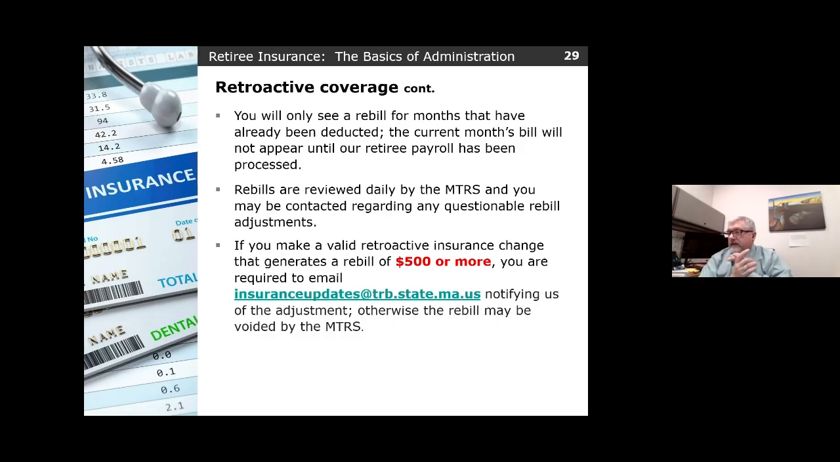And again, I know I said a little of this before, but the current month's bill is not going to show up until we're actually processing the payroll. Rebills are reviewed daily. So I know it says daily, but honestly, we do the global ones daily. We do the 500 plus once or twice a month, just because of volume. And if it generates $500 or more, please make sure you update Mildred at Insurance Updates, either Millie or I, depending on who's covering at the time, just so that we're aware, right?